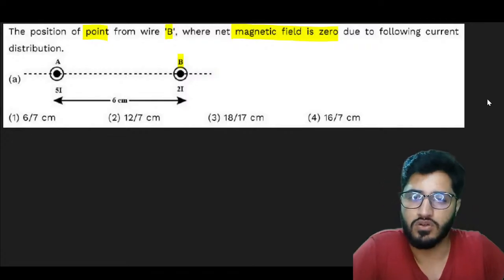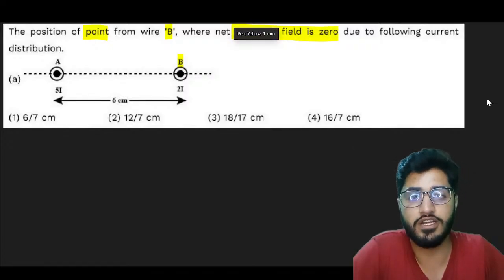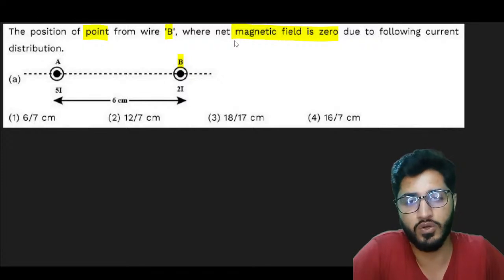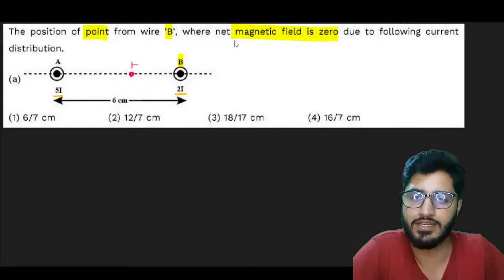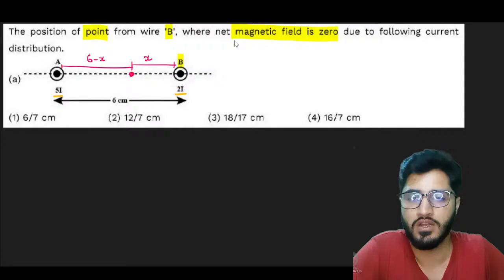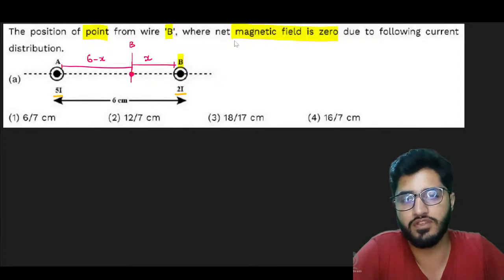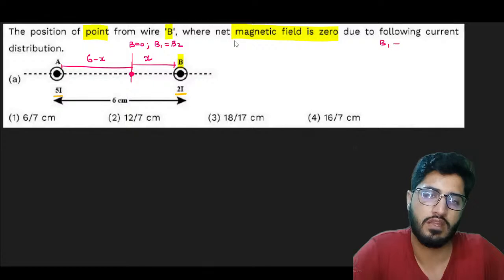Okay. So we know that if we are interested in finding the null point, we need to find it closer to the lower current one. Here 2I, 5I current. It is 2I is less, so my magnetic field null point will be closer to the lower one. I can write this distance as x. So this one would be 6 minus x. Now here magnetic field is 0. Can I write now B is 0? It would be 0 when B1 equals B2. So I can write B1 equals B2.